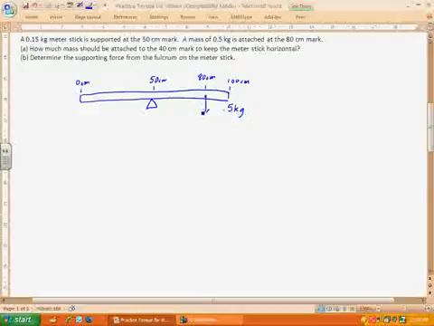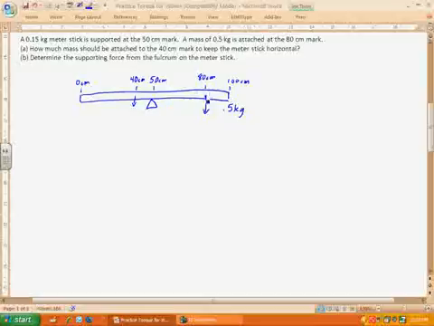All right, so A, how much mass should be attached to the 40 centimeter mark to keep the meter stick horizontal? So here's my 40 centimeter mark. And how much mass do I need to put there? Now, you should be able to kind of go through this conceptually, right? We know that there is a specific relationship between the force and the distance, an inverse relationship, right? So as I go farther out, then I need less force. As R gets bigger, F gets smaller. Needs to be smaller in order to exert the same torque.